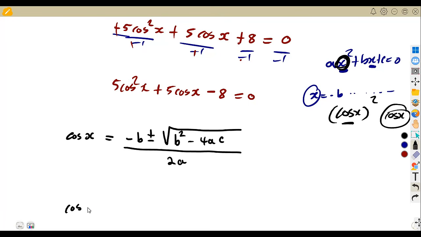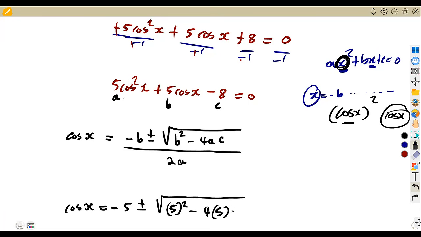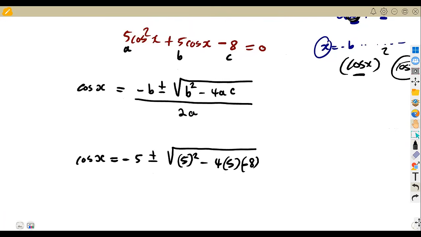So that means the cosine of x will be equal to negative b. Remember, this is our a, this is our b, this is our c. So b being positive 5, it's going to be negative 5 plus or minus the square root of b squared, which is our b again, that will be 5 squared, minus 4 times a, which is 5, times c, where c is negative 8, okay? So this is what you're going to have, everything over 2a, that is 2 times a. Remember, our a there is 5. All right, so that's it.